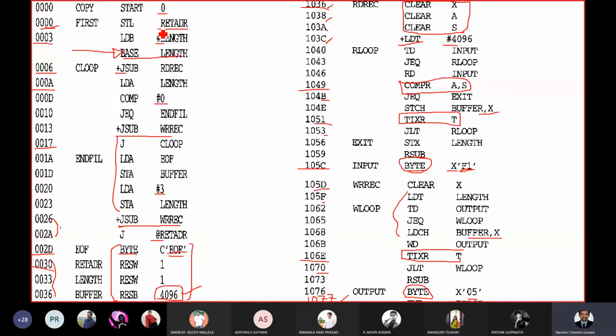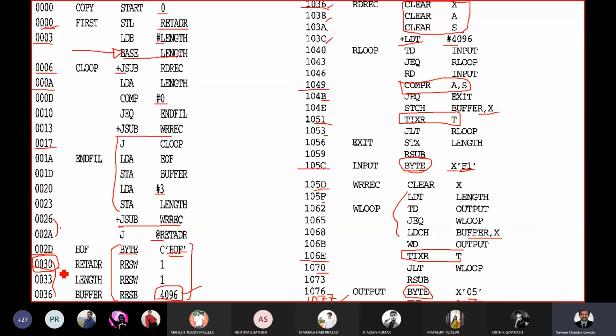How do you find out the address in case of format 3, if you remember? Can anyone of you let me know what is the formula used to find out the displacement in format 3? All this we discussed in the previous examples. Operand address minus PC value. Exactly, operand address minus PC value. Here the operand is RETADR. The address of that RETADR is 0030, and for this instruction the PC is 0003. So when you subtract 0030 minus 0003, you will get 002D.